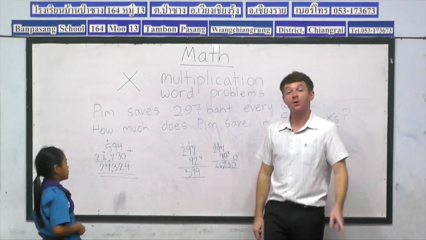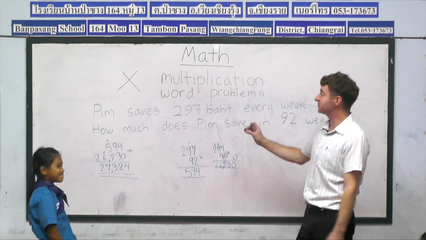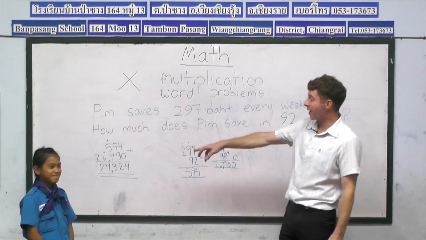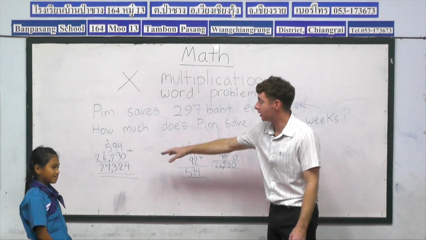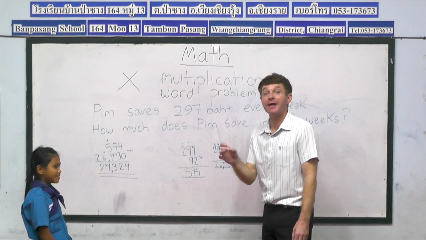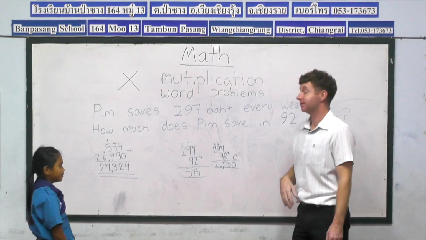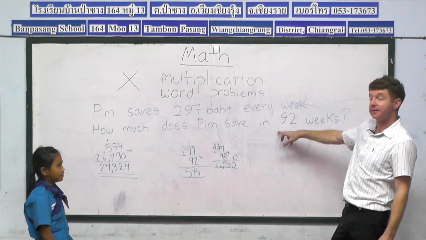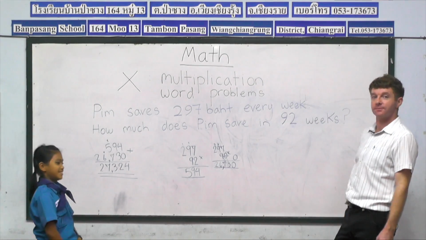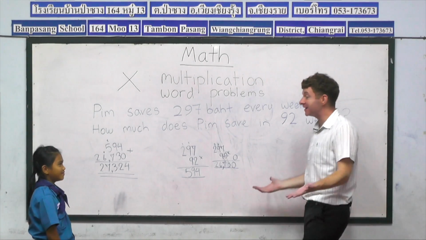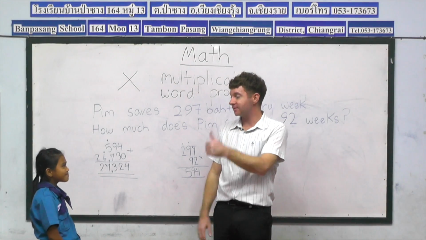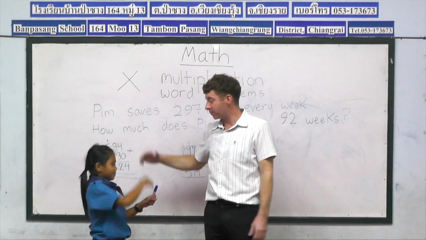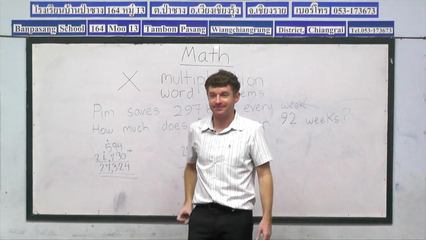27,324. So we can say Pim saves 27,324 baht in 92 weeks. And that's how to correctly answer multiplication word problems. Pak Bung, that was brilliant. High five. Big round of applause for Pak Bung, please, guys.